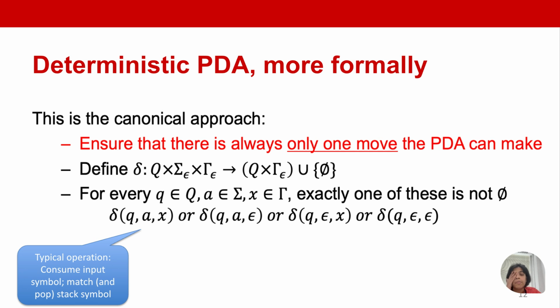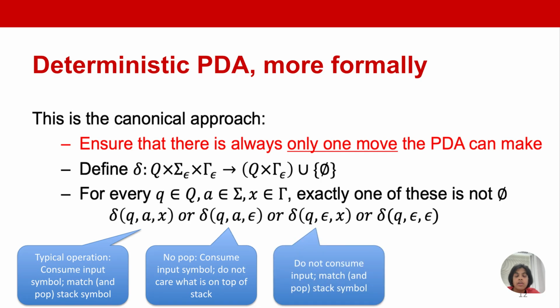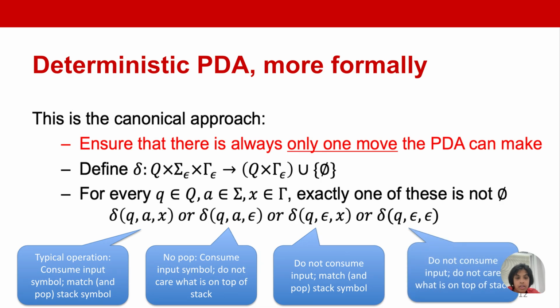The typical operation here is to consume an input symbol, match, and pop a stack symbol, for that first one. For the second one, we have no pop. We don't care what's on top of the stack, but it's important that we have that input symbol. And then for the third one, delta Q epsilon X, we don't consume an input, but we need to make sure that we're matching the top of the stack. And then finally, we could have: don't consume input, and we don't care what's on top of the stack, but it's the only one that's available. So you can have an epsilon transition here.